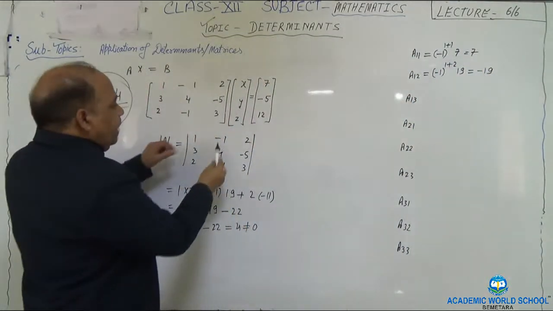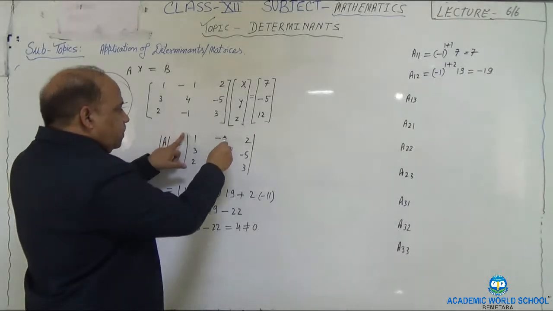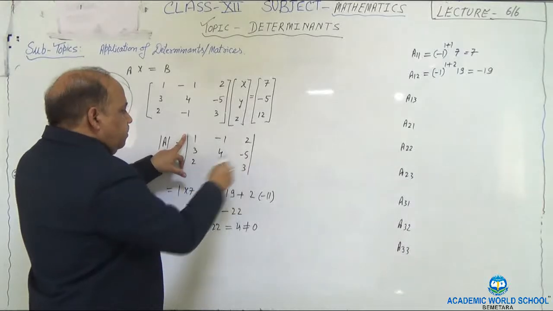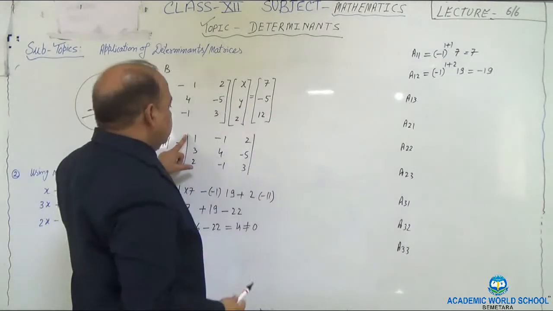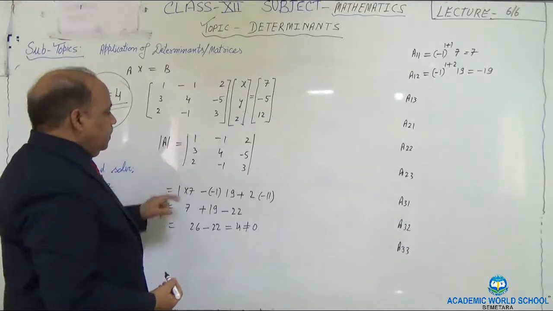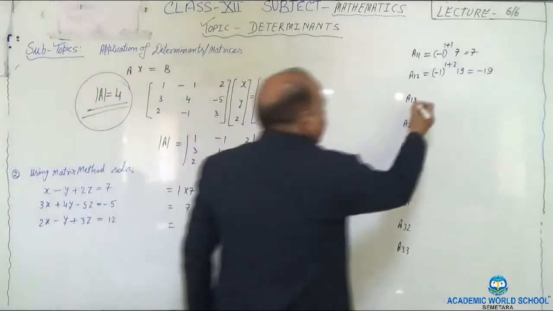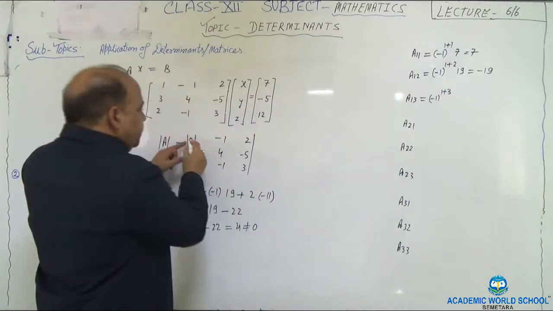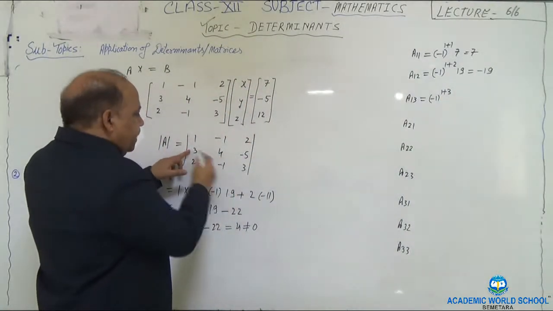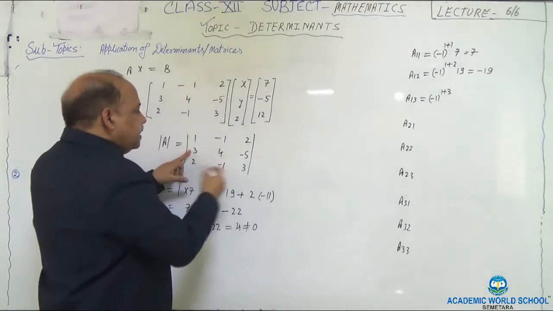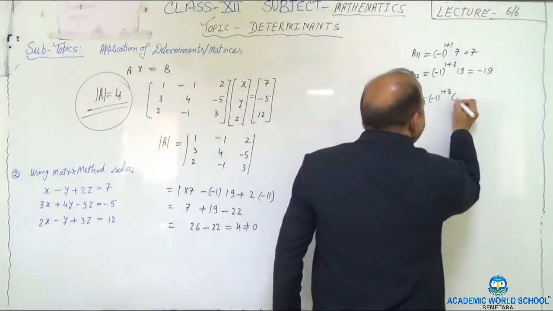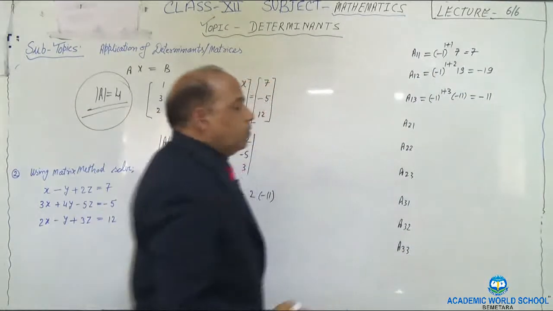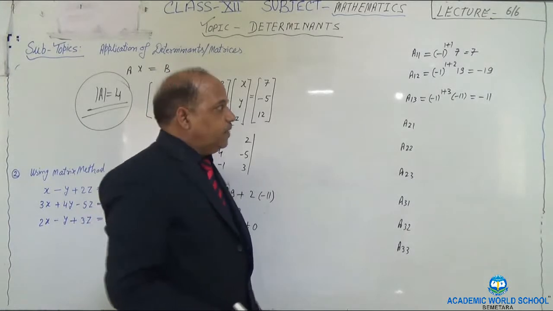Check once again. A12 means first row, second column, leave this part. 3 into 3 minus 9, plus 10. It becomes minus 19. Now find out A13. A13 will be equal to minus 1 to the power 1 plus 3. So A13 means leave this part, minus 3 minus 8, it will give you minus 11, and this is even, so you are getting minus 11. Cofactors of first row's elements we have calculated.